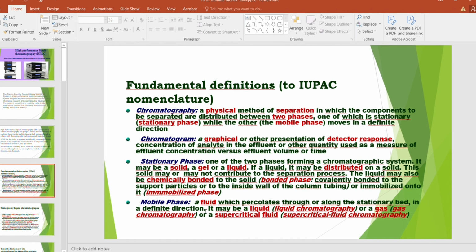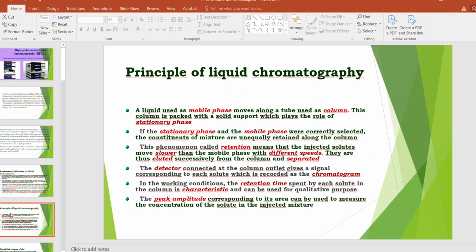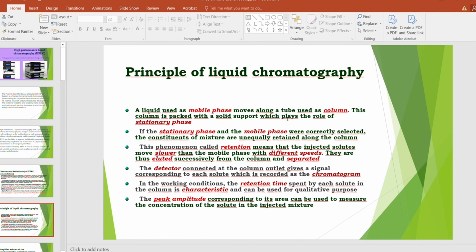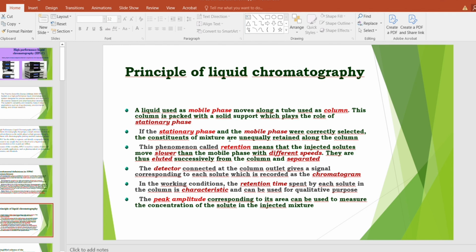The mobile phase is a fluid which percolates through or along the stationary bed in a specific direction. It could be liquid chromatography, gas chromatography, or supercritical fluid chromatography. Now the principle I told you earlier: a liquid which is used as the mobile phase will move along the tube used as the column. This column is packed with a solid support which plays the role of the stationary phase, so the packing material will not move. If the stationary phase and the mobile phase are correctly selected, the constituents of the mixture are unequally retained along the column. So we have to choose the right stationary phase and the right mobile phase. This phenomenon is called retention: the injected solutes move slower than the mobile phase, with different speeds.